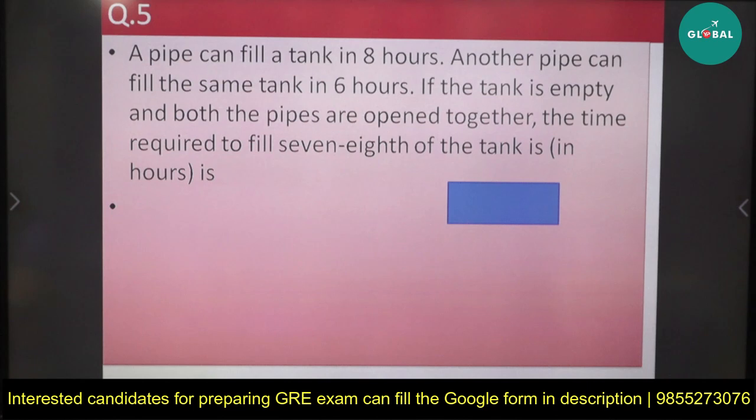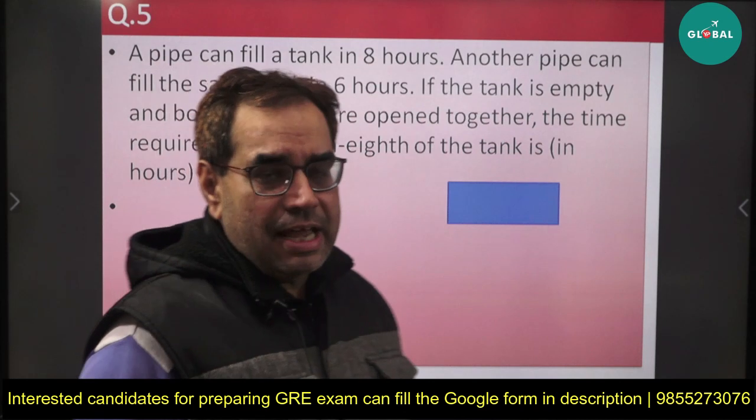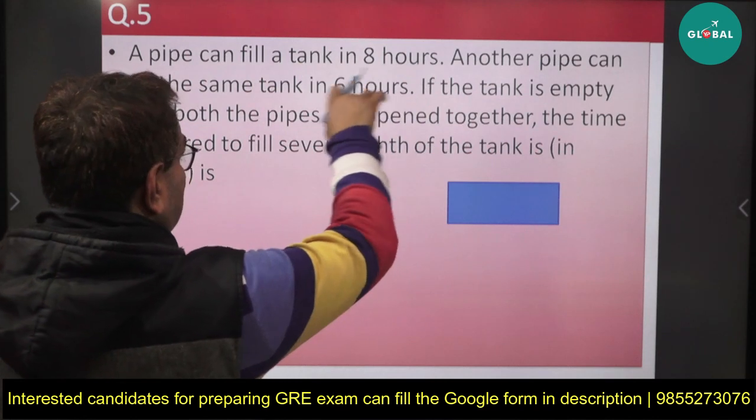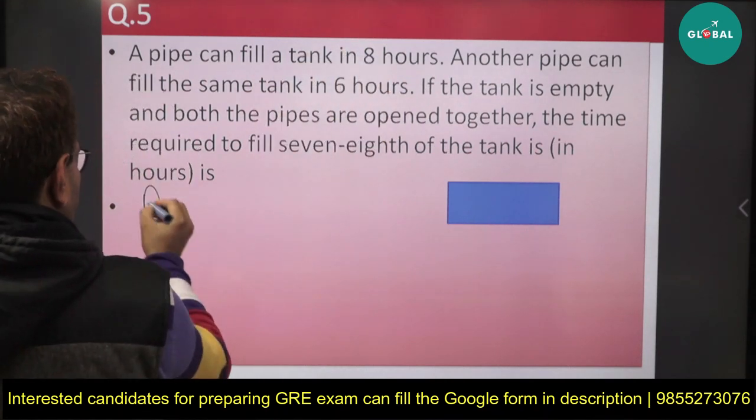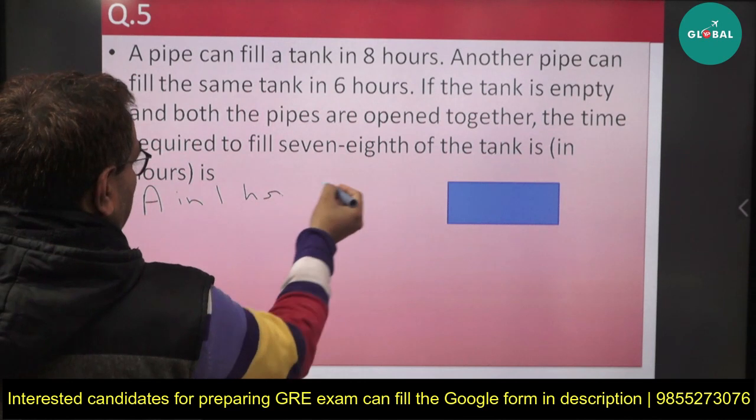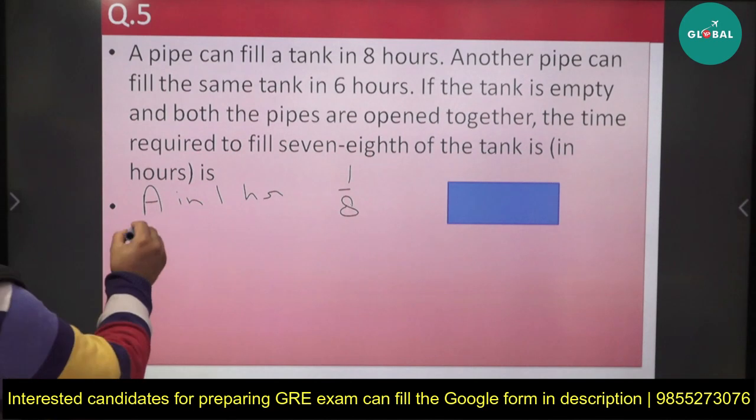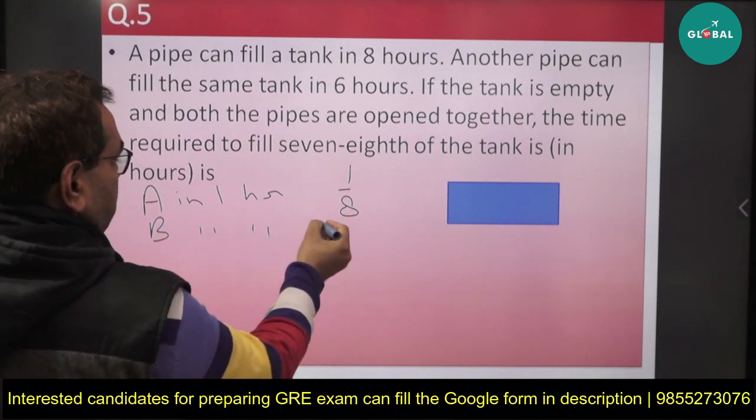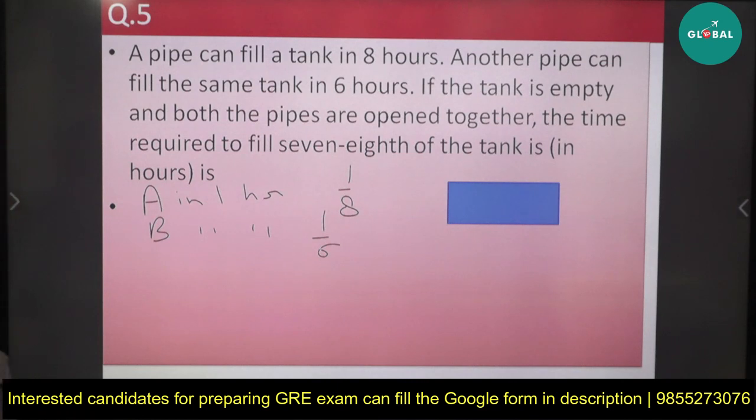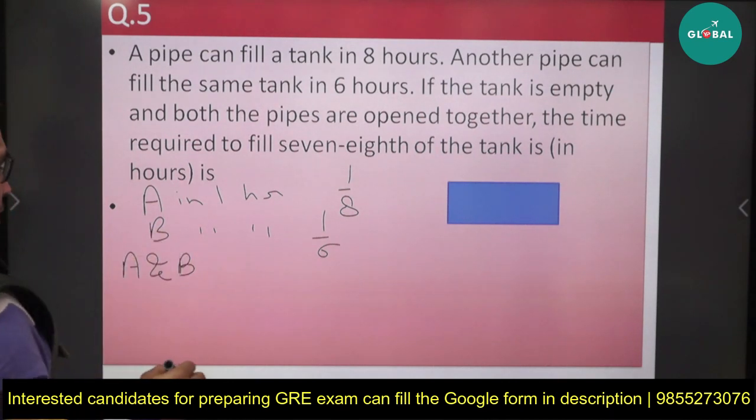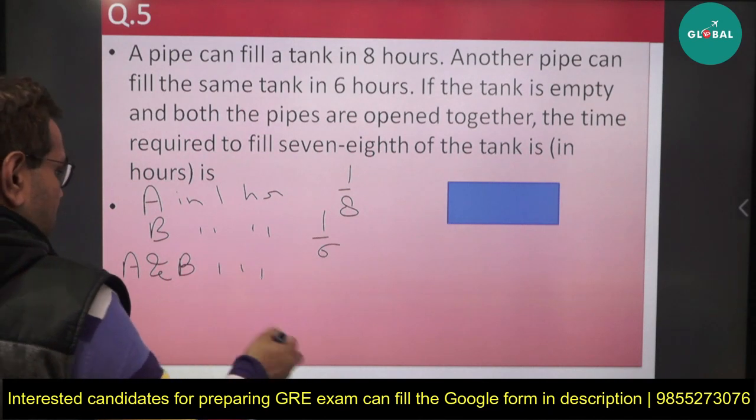So a pipe can fill a tank in 8 hours, right? There is a pipe that can fill a tank in 8 hours. So in 1 hour, what part of the tank can it fill? In 1 hour, A can fill 1 upon 8 part of the tank. Similarly, B in 1 hour can fill 1 upon 6 part of the tank. So if both A and B are opened together in an empty tank, combined, in 1 hour they can fill how much part?